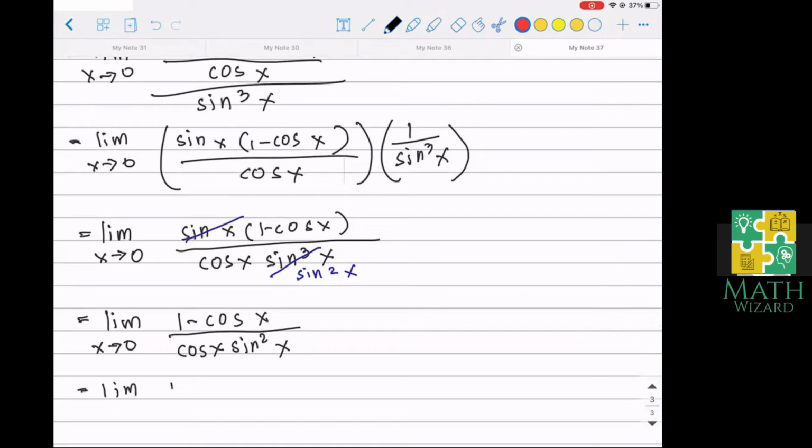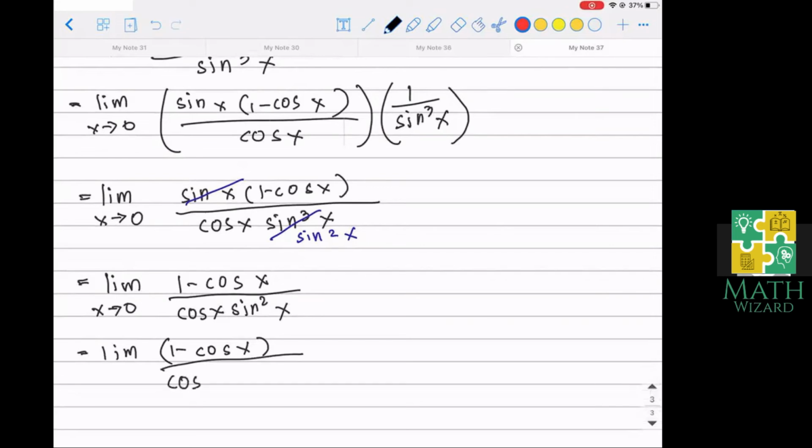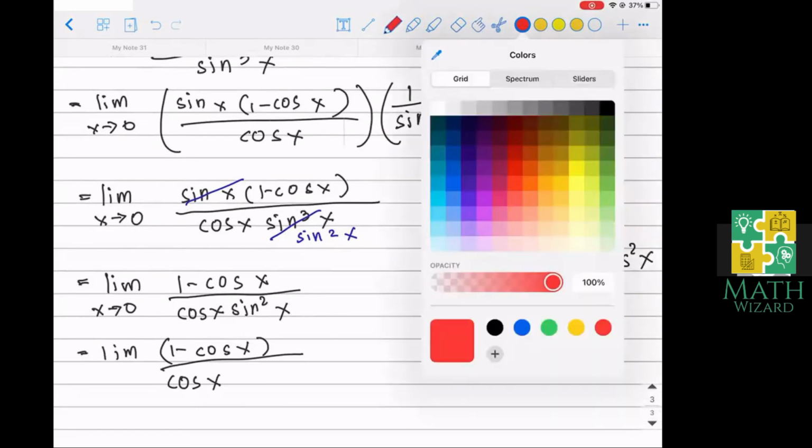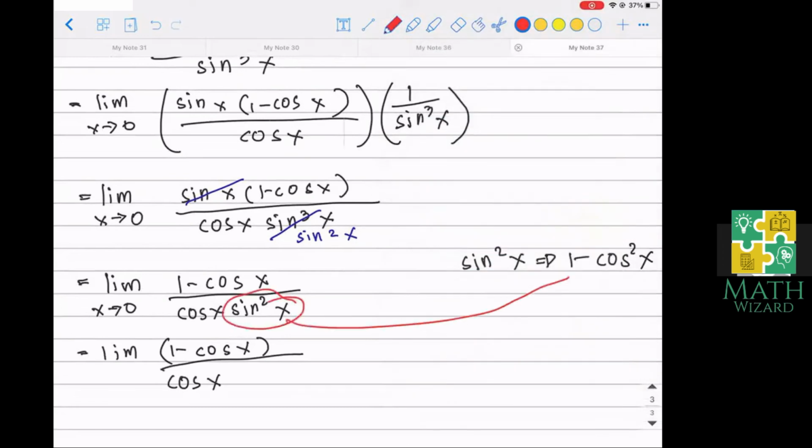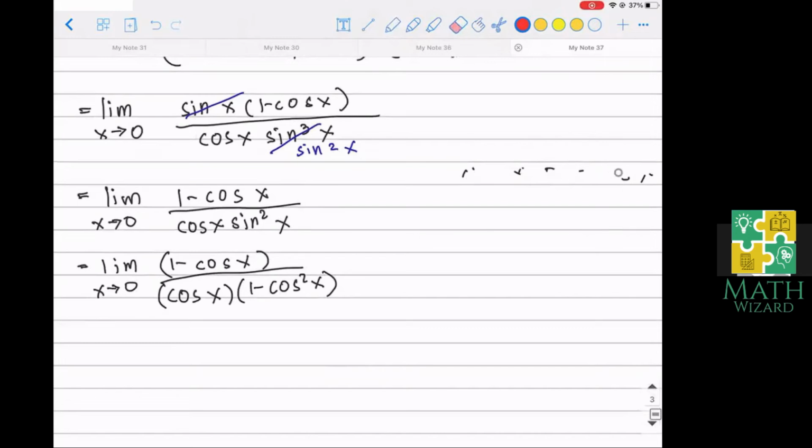Okay, so the limit of 1 minus cosine x over cosine x, at itong sine squared x, kung titingnan natin ang ating trigonometric identities, ang ating sine squared x is also equal to 1 minus cosine squared x. So, ibig sabihin, etong sine squared x natin, papalitan lang natin ng 1 minus cosine squared x. So, this becomes 1 minus cosine squared x as x approaches to 0. Ayan, napakahalaga na kabisado natin ang trigonometric identities.